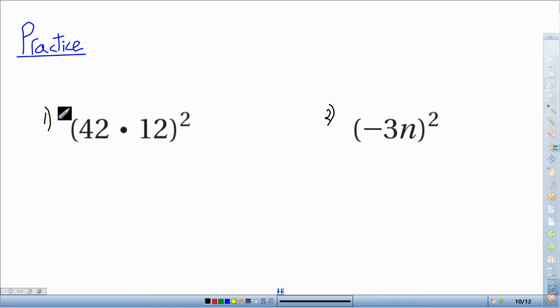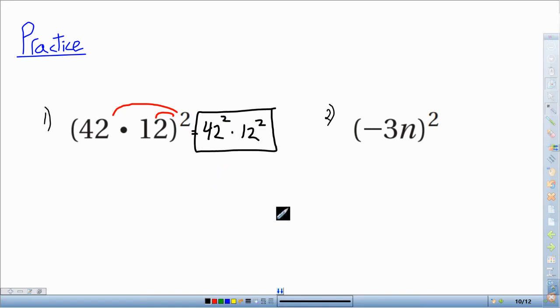Okay, so on number one here, first thing to notice, two things being multiplied, we got this power of 2, it needs to be applied to both of them. All right, so on this problem, we get 42 to the power of 2 times 12 to the power of 2. And if I wanted you to, I would then ask you to square these numbers, 42 squared, and then 12 squared, and then multiply those together. But for now, this is okay. We're just practicing doing the rule.